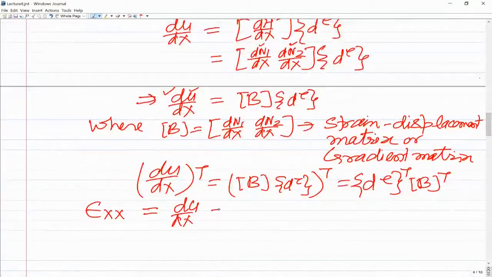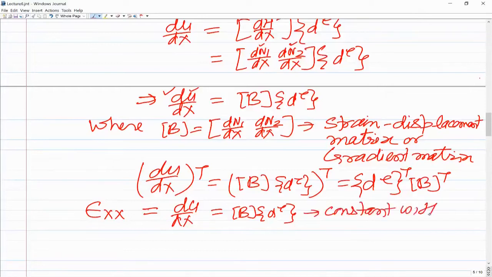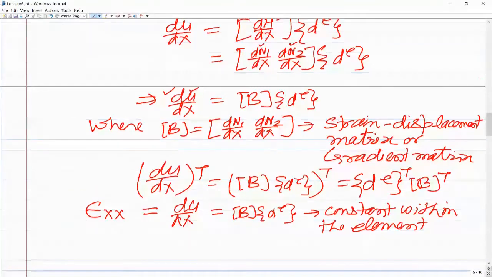So this is b into d^e, and this is constant within the element. Within each element the strain, and therefore the stress, are going to be constant.